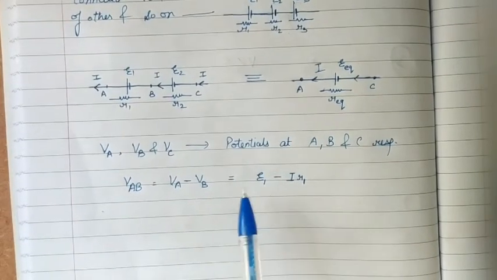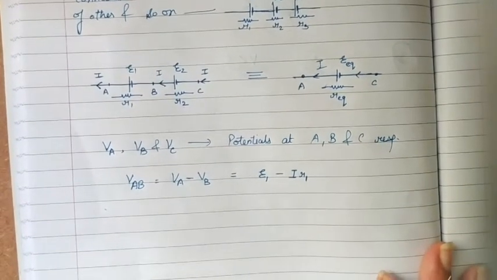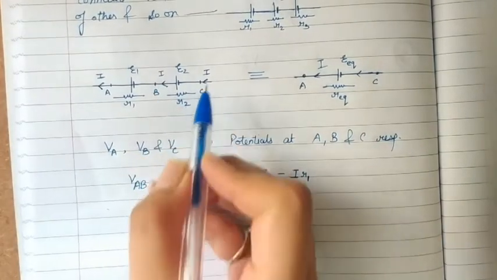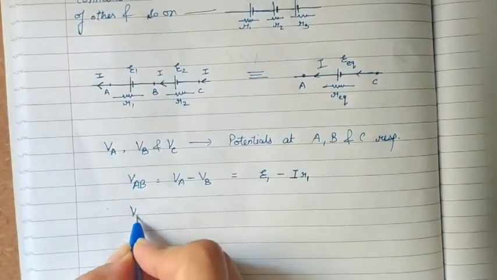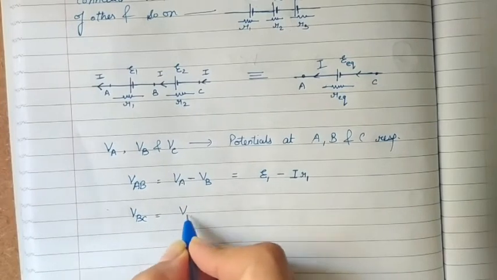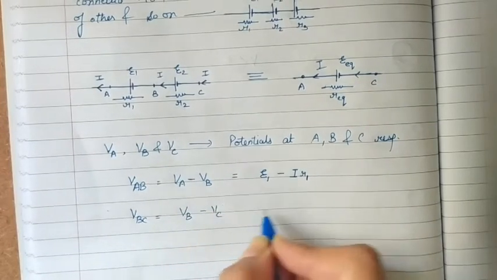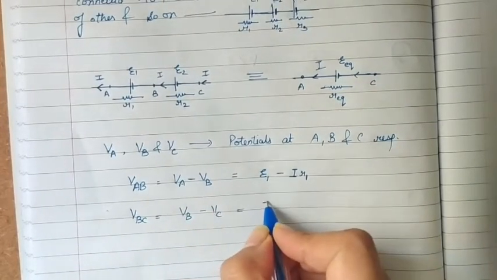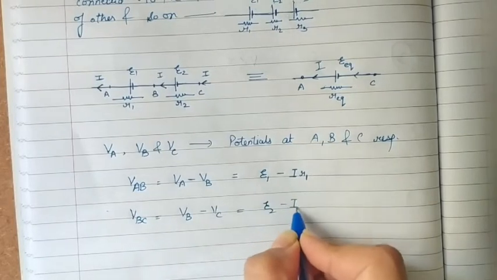So the potential difference between point A and B will be VAB, VA minus VB, which is equal to epsilon 1 minus IR1. Similarly, between point B and C, VBC is equal to VB minus VC, or it will be equal to epsilon 2 minus IR2.